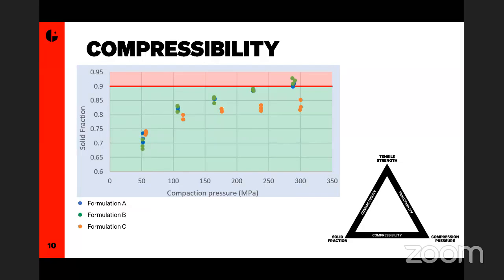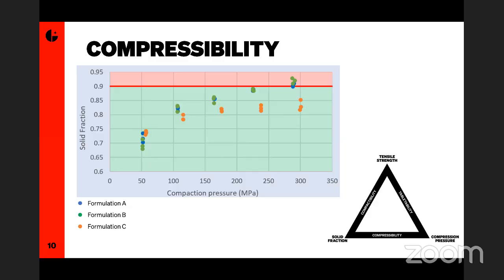The next relationship is compressibility. And this is how the solid fraction of the tablets changes with compaction pressure. Here, if you are studying samples of the same material, say, again, different sources of an excipient or an API, then you won't see significant differences here. If the composition of the samples is the same, then there shouldn't be significant differences in solid fraction. But it is useful in building a formulation.